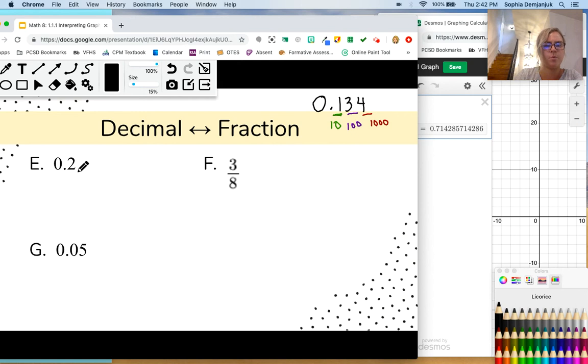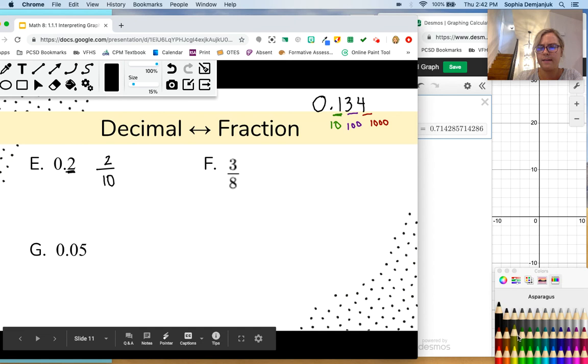So right now I have 0.2. I'm going to take this 2 and put it over what place value it was in. So this 2 was in that 10th place, so I have 2 over 10. And I know that 2/10, I can divide that top and bottom by 2. And that will give me 1/5.